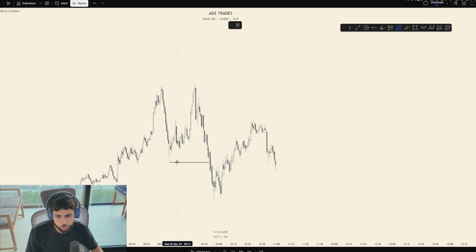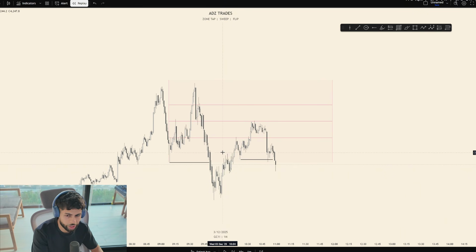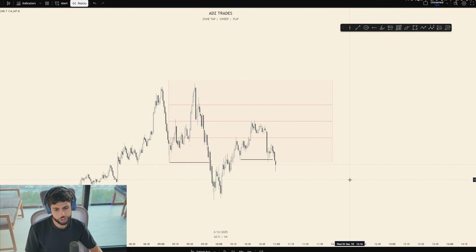Right, what do I notice? We then pulled back into this zone, right, 50%, and we actually shifted the structure. I went from making higher highs and higher lows on this pullback, came to 50% of this zone, and then internally shifted bearish too.